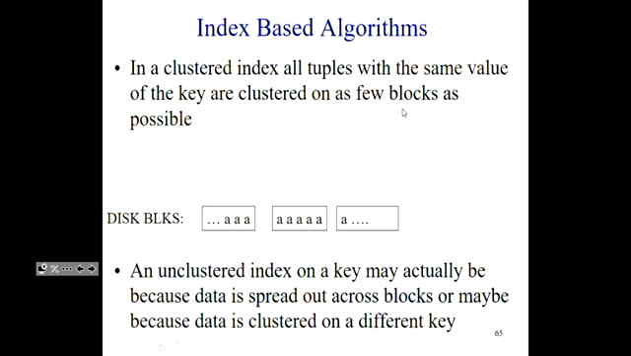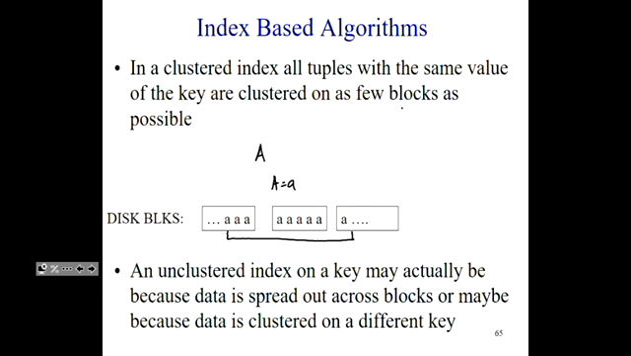So a clustered index is one where the data is sorted on the indexing attribute, and so all of the tuples which have the same value of the key are clustered on as few blocks as possible. So for instance, if you have an index on some attribute capital A, all of the tuples with value A equal to a are going to be close to each other and they're going to be densely packed. So that's the idea behind a clustered index.